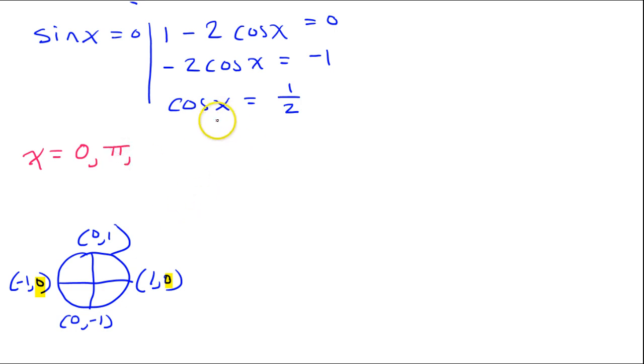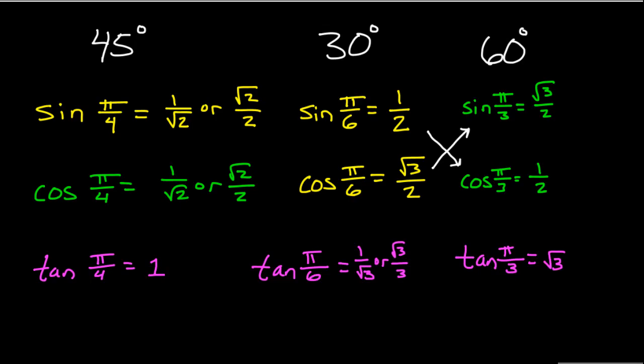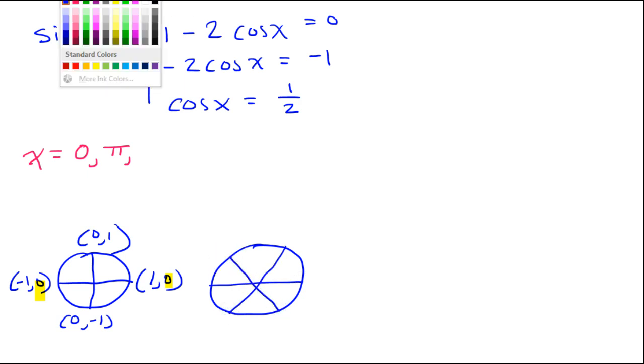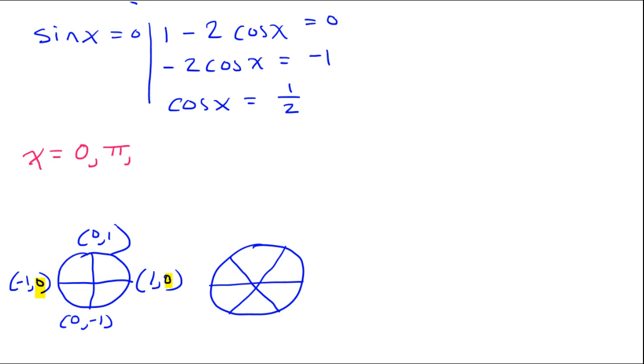Now, what about cosine of what angle is 1/2? You should have memorized that the cosine of pi over 3 is 1/2. That tells me that the reference angle is pi over 3. So I'm going to draw a quick little diagram of pi over 3. These are the four angles that have a reference angle of pi over 3.